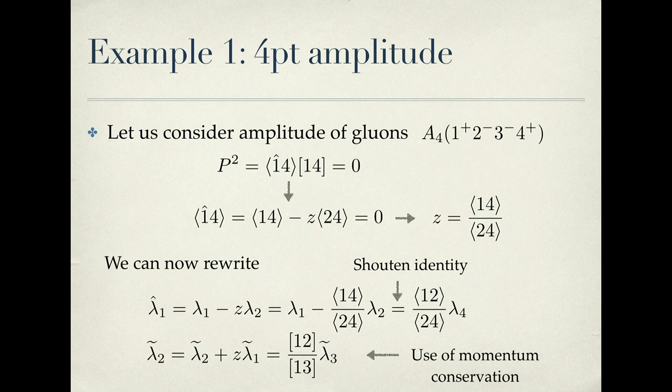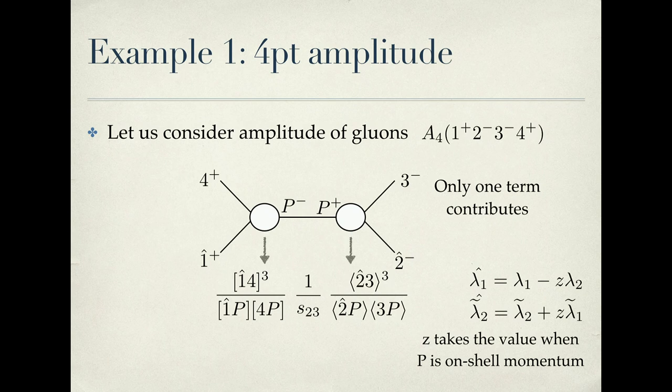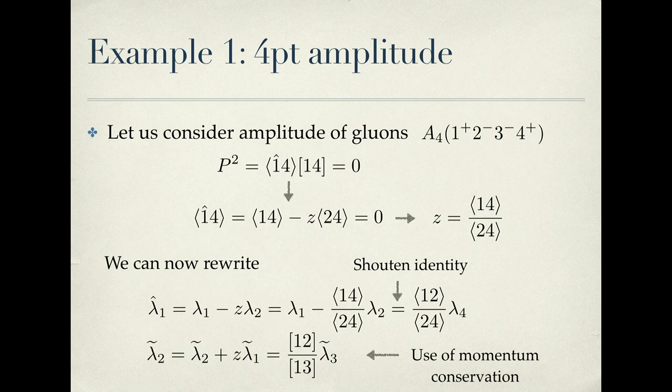So we are not changing the kinematics, so the only thing we are moving is z, but the z is only hidden here, not here. So if you rewrite it, lambda 1 hat was lambda 1 minus z lambda 2. So we just plug it here and we get this relation. So the z gets localized at this value.